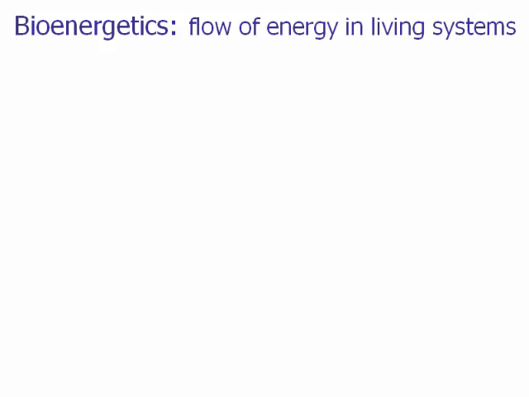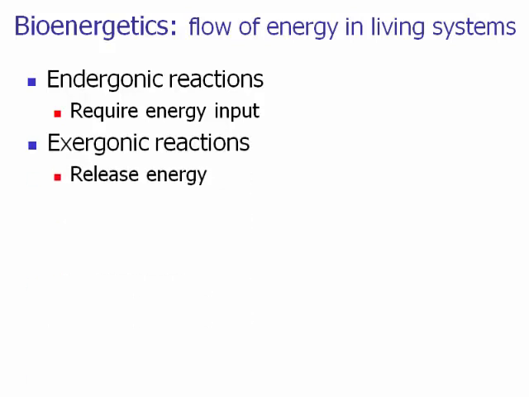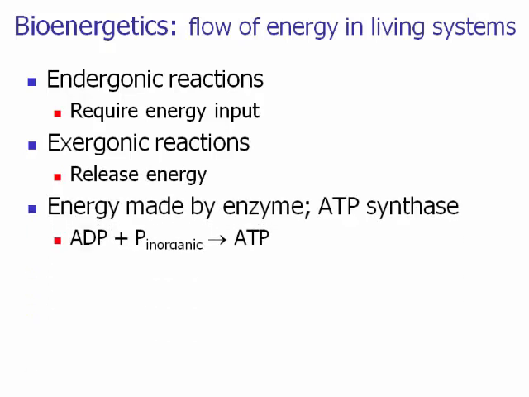Okay, the last topic for chapter 4 is bioenergetics. It's the flow of energy in living systems. So do you remember these words? Endergonic reactions require energy input. And what's the opposite? Exergonic reactions. They release energy. Energy is made by the enzyme called ATP synthase. There's again the enzyme ending in ASE. What organelle has ATP synthase? That's the mitochondria. So we're going to review this next time. ADP plus inorganic phosphate gives you ATP.